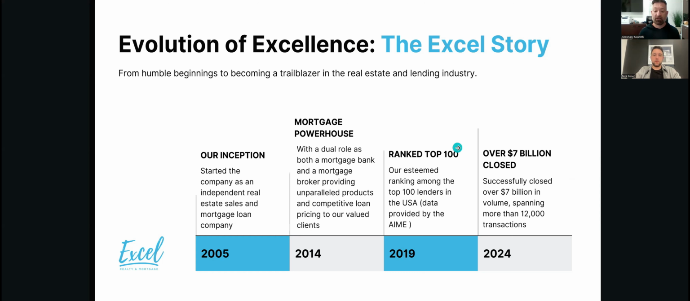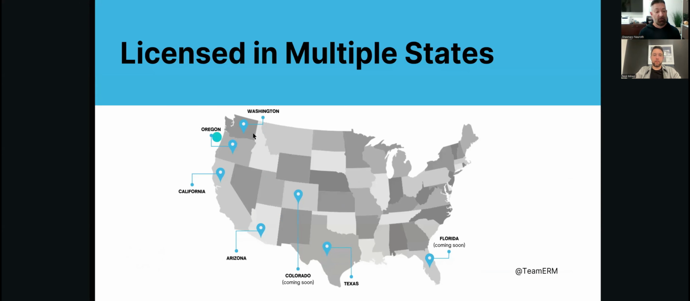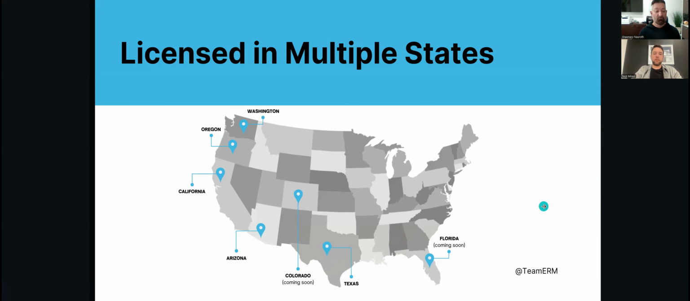We are top ranked as a Top 100 lender as of 2019 and closed over $7 billion in transactions. We are licensed in multiple states, and there are some coming soon as well. Our main states are California, Arizona, Texas, Oregon, and Washington. Florida is coming and Colorado is coming. There are more states as well. We're looking at Idaho and a couple of other ones, Utah, that type of thing.